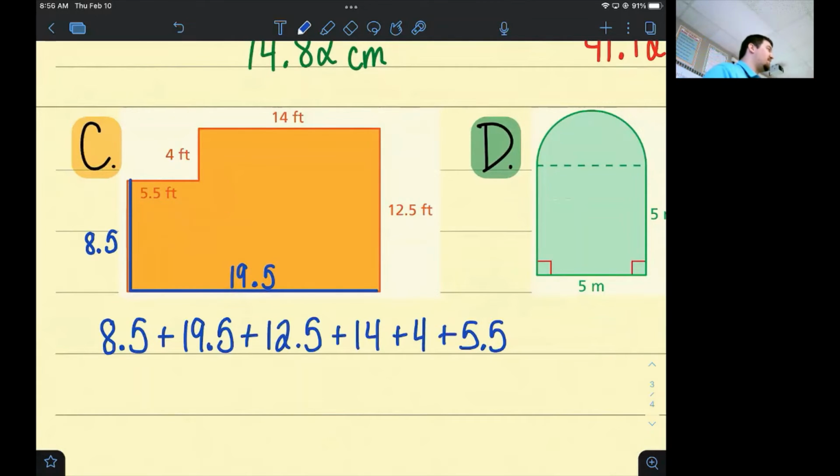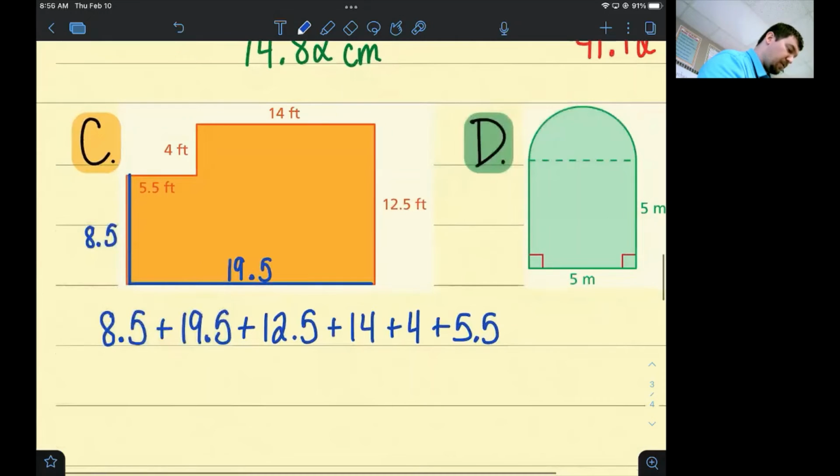Thomas, you think you have it? What do you have? 64. Anybody else? 64, 64. Okay. So our perimeter then is going to be 64 feet.